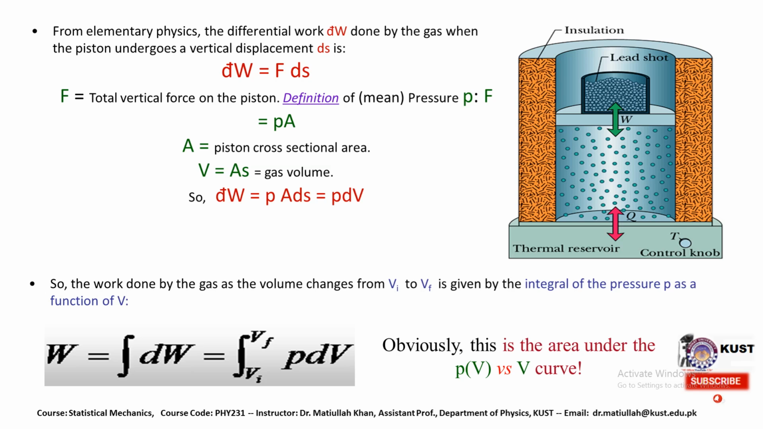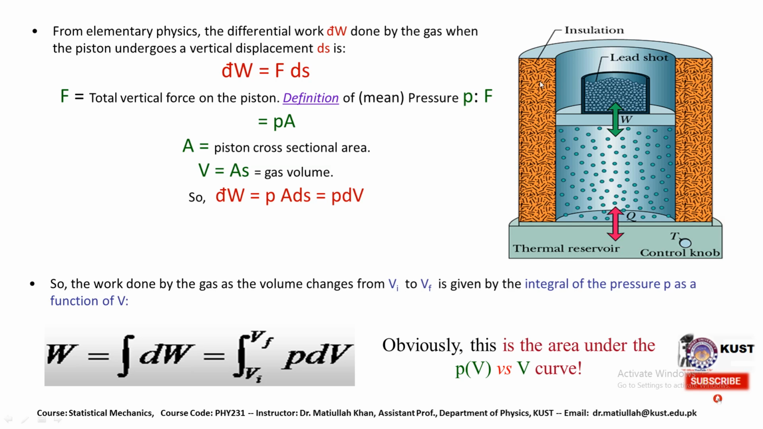Pressure is force per unit area, so F is equal to PA. A is the cross-sectional area of the piston, and we can get the gas volume by V = AS, where A is the area and S is the height of the piston. So from that we can get the volume of the piston, and we can put the value of AS in the equation above.